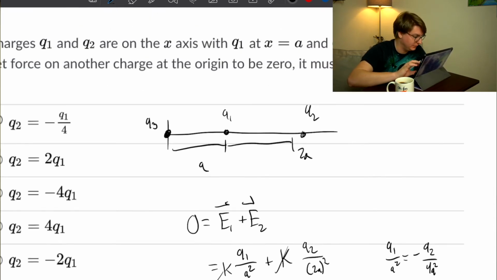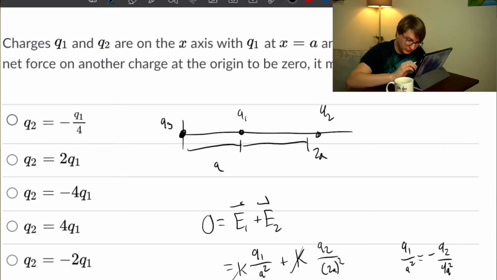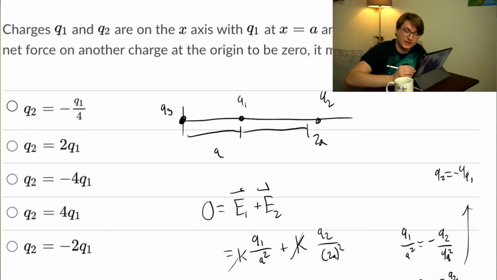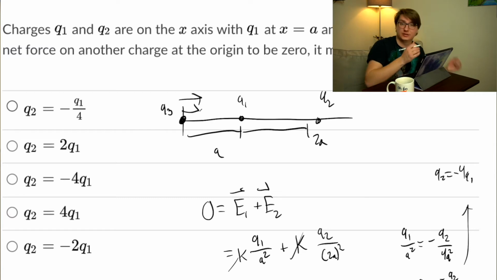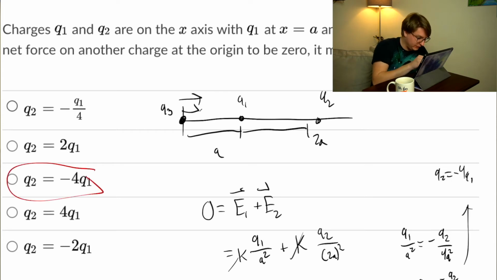So do we have that option? It's Q2, so we have to move it to the other side. Q2 equals negative 4 Q1. This means they actually have to be opposite charges for this to be true. If they're both positive charges, they're always going to add and pull in the same direction. But if they're negative charges, the electric field is going to have to go in the opposite direction. That's the only way they can sum to 0. And so for this one, I'm picking you.